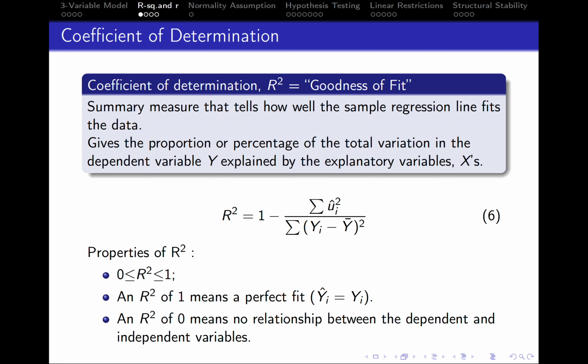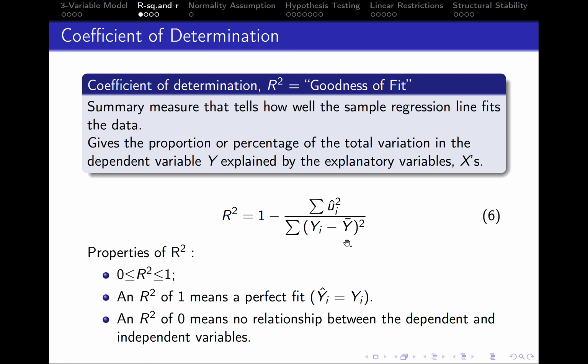If you don't like it very much, I have also included another definition. The coefficient of determination gives us the proportion or the percentage of the total variation in the dependent variable explained by the explanatory variable X. So in a sense, this is just some percentage measure of the variation in the dependent variable which is explained by the independent variable X.